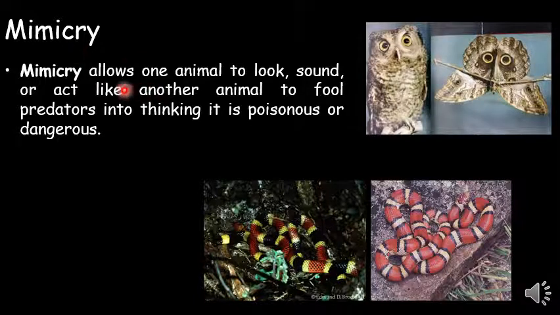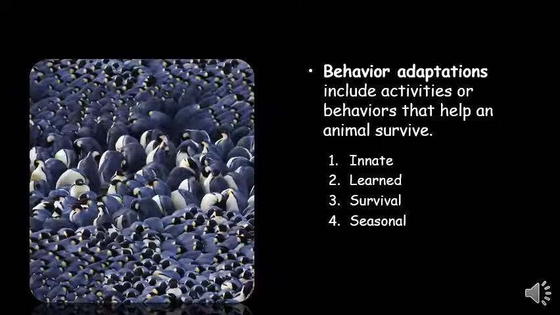Okay, so mimicry allows one animal to look, sound or act like another animal, so as to fool predators into thinking it is poisonous or dangerous, right? For example, this exactly looks like this owl, so when another predator goes, it will be really fooled because of the outer appearance. So it looks exactly like this owl. So this kind of adaptation is called mimicry. Now you might understand the different kinds of structural adaptation exhibited by animals.